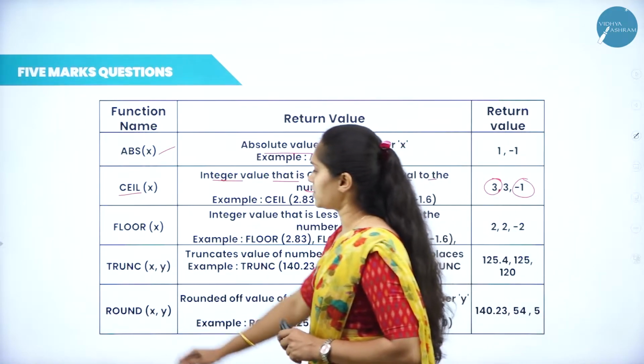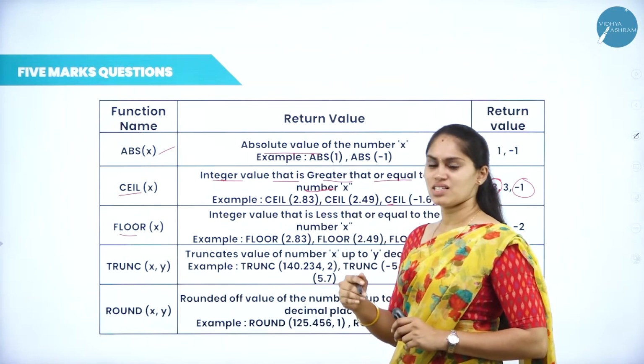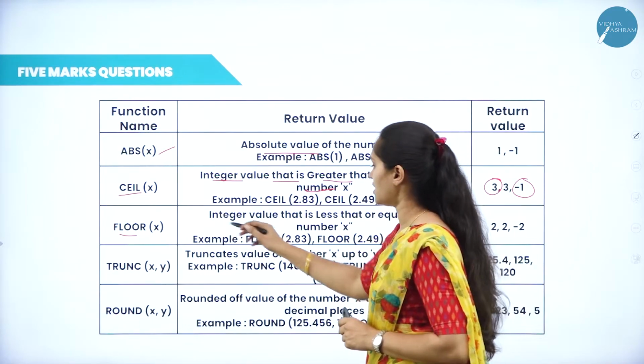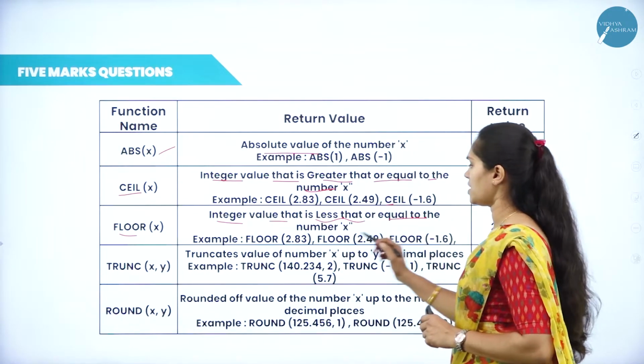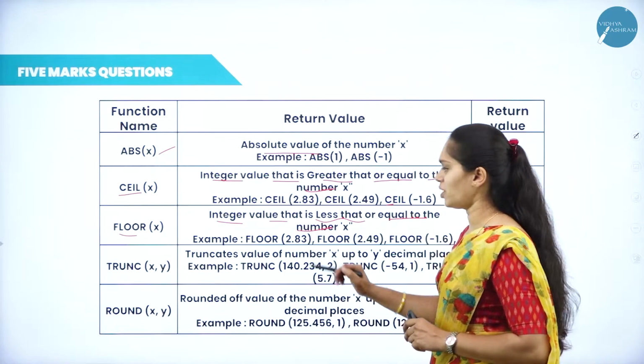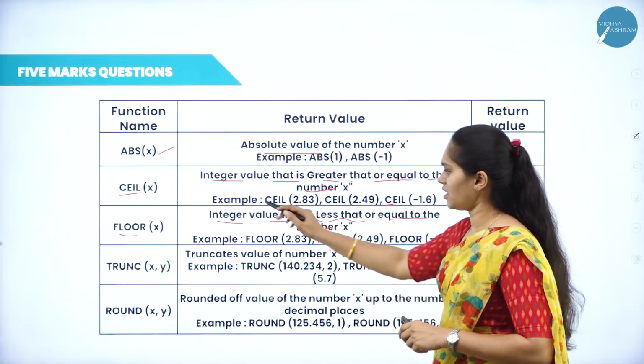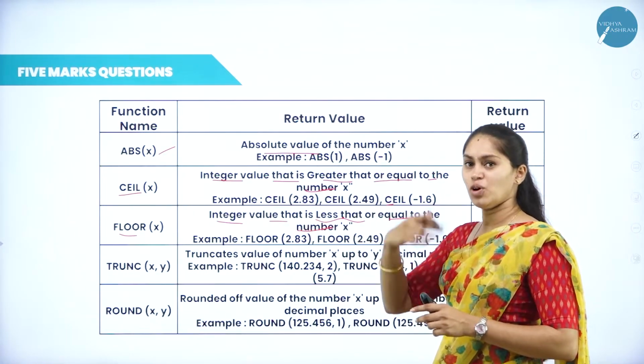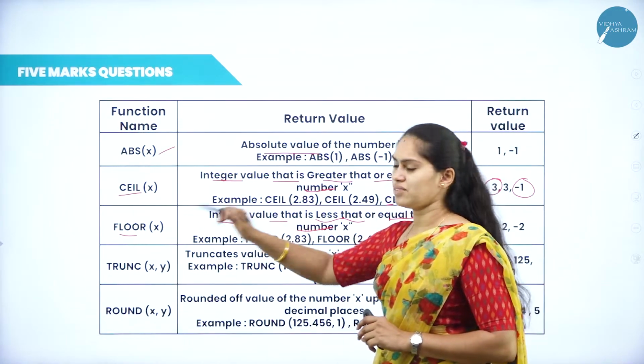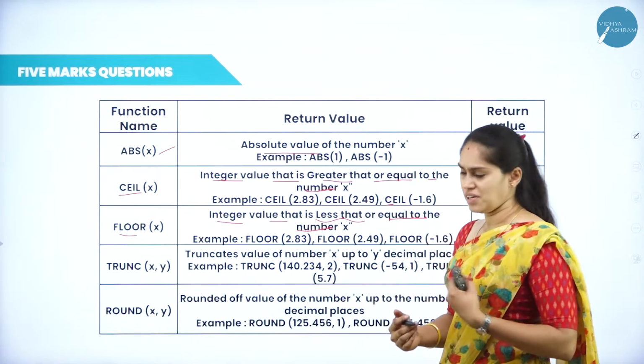Next we have floor. It will reduce the value to the integer value that is lesser than or equal to the number. If it is 2.83, the value will be 2, it is not going to be 3. So if it is ceil, it will be updated to the next number, but if I am dealing with floor, it will be reduced to the previous number.